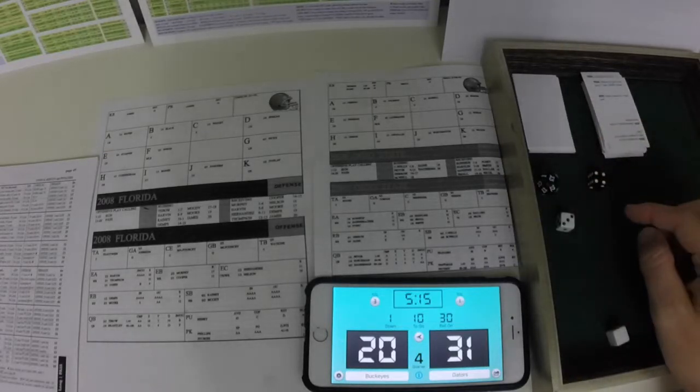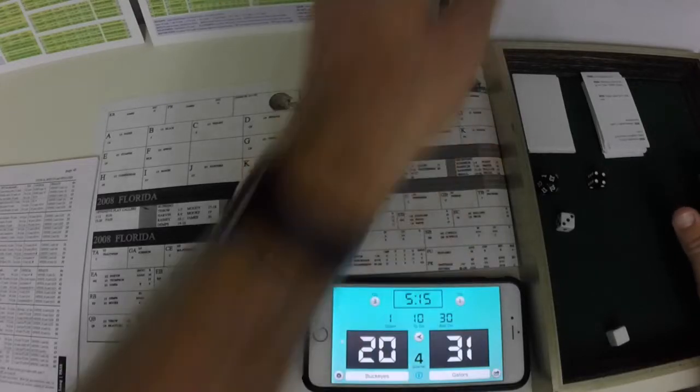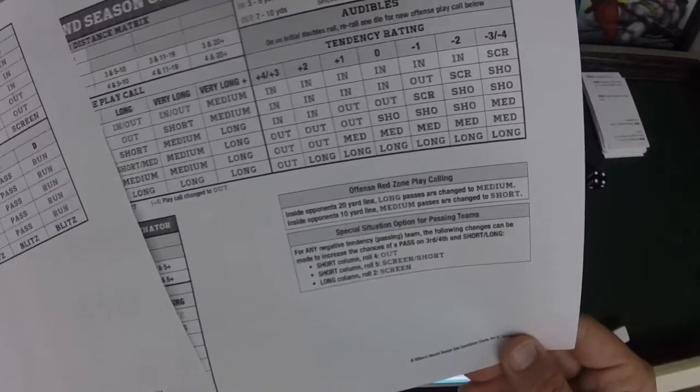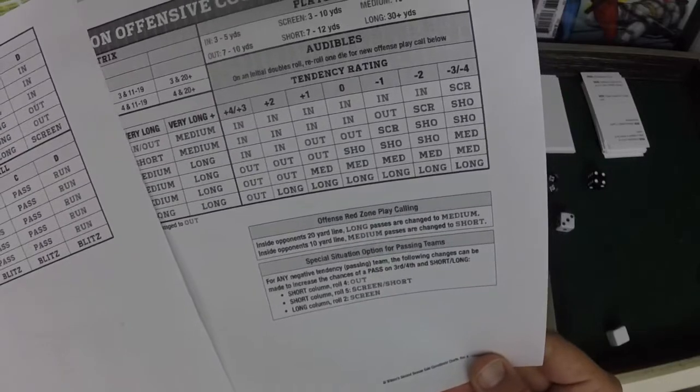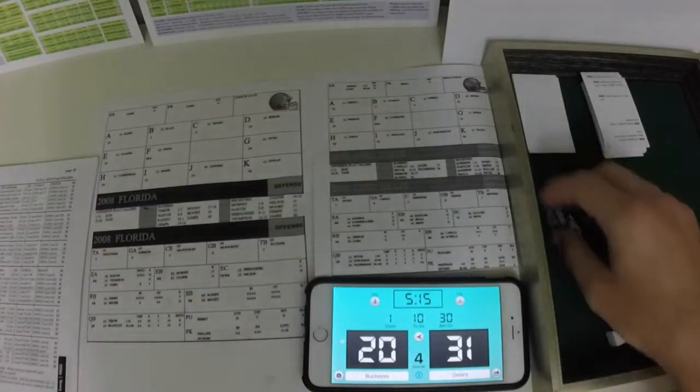Okay, 4-3. That'll be again a long pass. Now, if they're within the 30-yard line, it says here, so within the 20-yard line and then the 10-yard line. Okay, great, I want to make sure. So it's going to be a long pass versus a pass defense. Let's see what happens here.